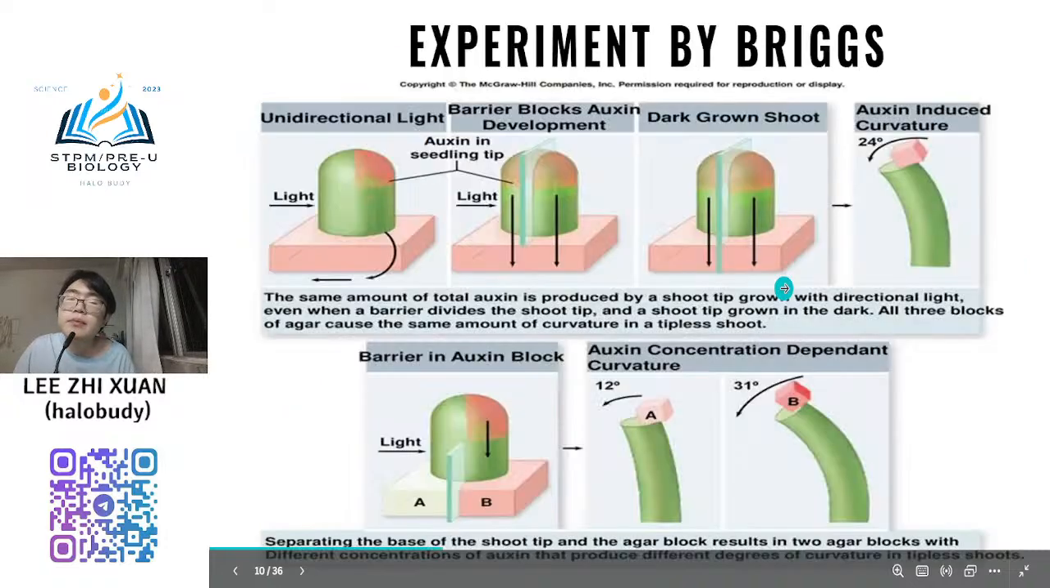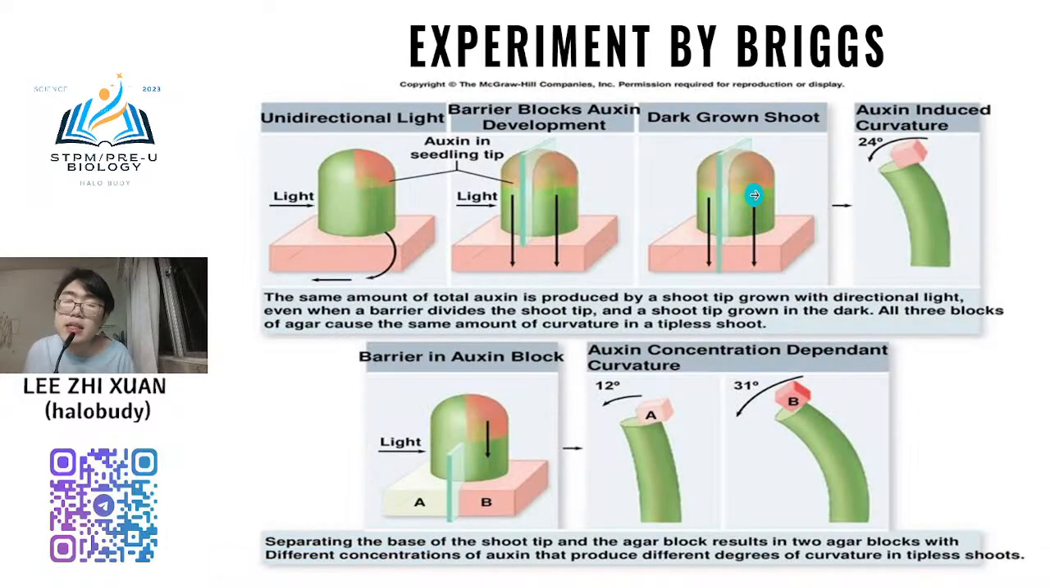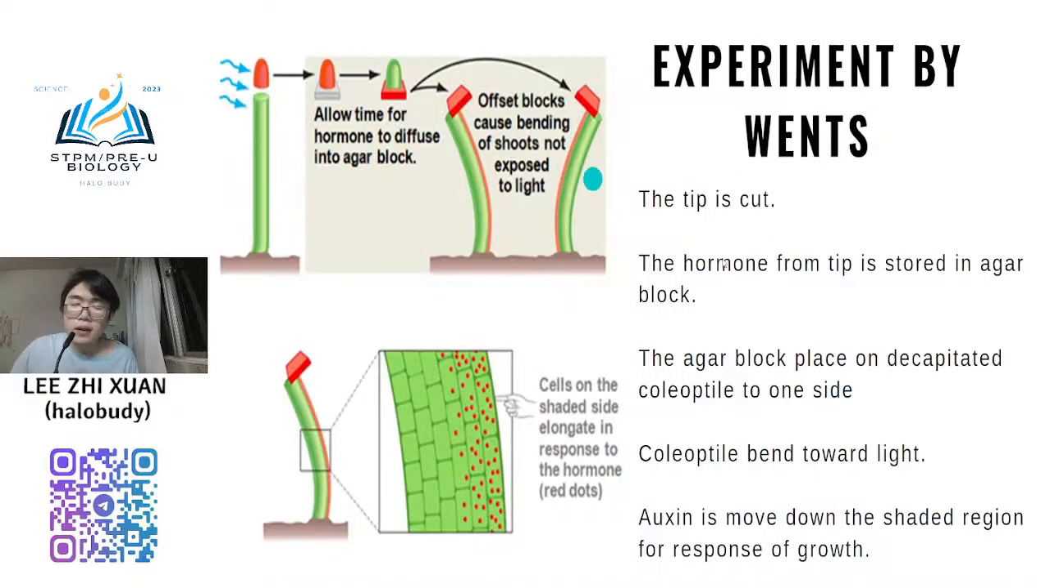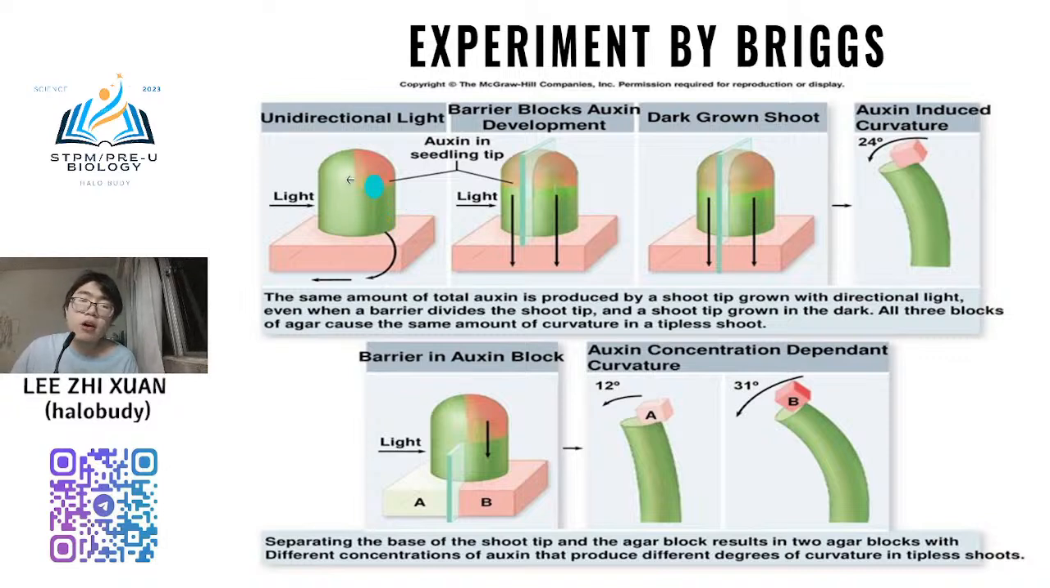Okay. And another one is the experiment by Briggs. Normally this one is similar, they just modify the experiment by Went, but the difference is the shoot tips that you use were extracted with the light first, and then they use a barrier to block the auxin development.